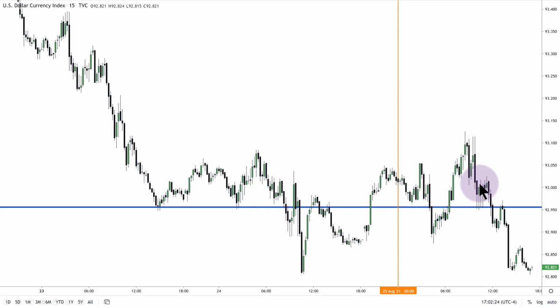Lots of wicks in here tagging that premium high of the buy side balance, sell side efficiency on the daily chart. Broke through it, came back up in. Look at the bodies respecting the premium high and breaks lower.